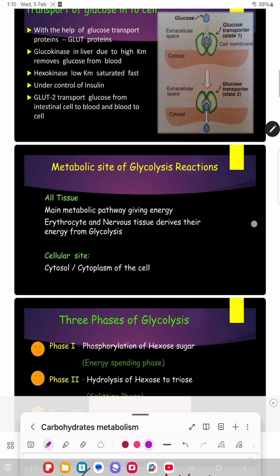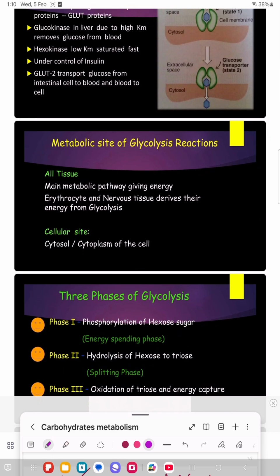The next slide is about the metabolic site of glycolysis reactions. Here you can see all tissues, main metabolic pathway giving energy. Erythrocytes and nervous tissue derive their energy from glycolysis. This is very important: the erythrocytes, that is red blood cells, and nervous tissues derive the energy from glycolysis. The cellular site is the cytosol or cytoplasm of the cell.